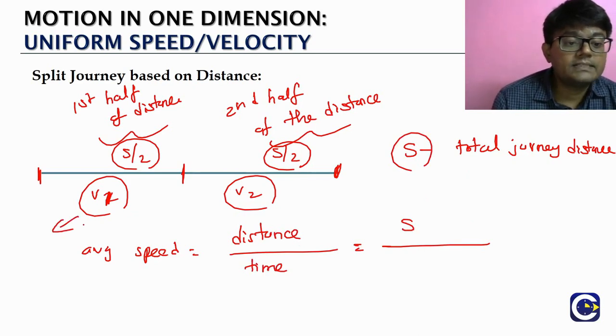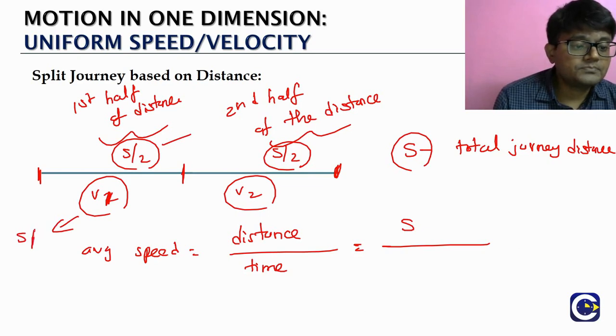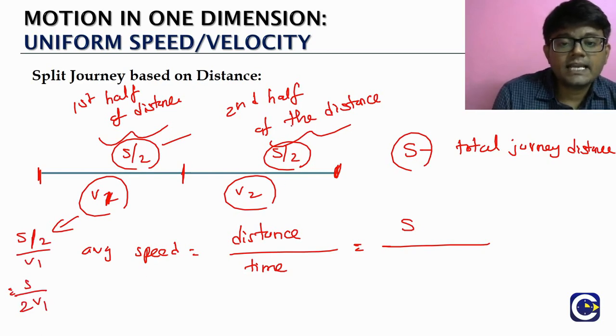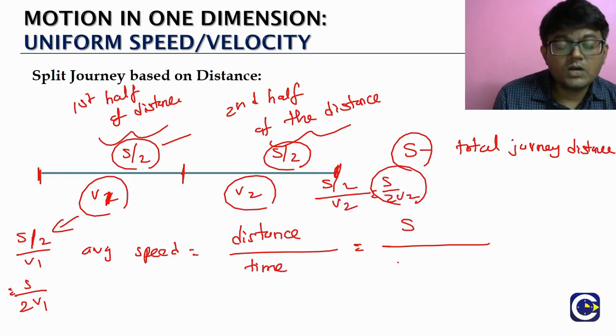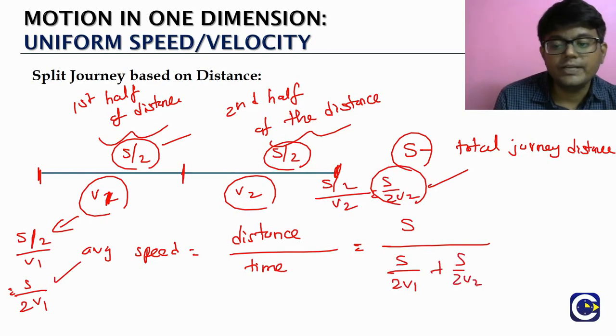Now what about the total time taken? We have to look at the time taken in the first half of the distance. Here the time formula is distance by speed, which is S by 2 divided by V1, which is S by 2V1. For the second half of the distance, similarly, it will be S by 2 divided by V2, which is S by 2V2. Now total time means this time plus this time, so S by 2V1 plus S by 2V2.